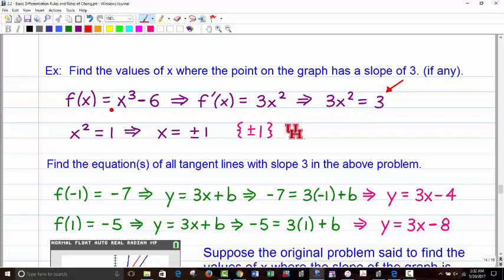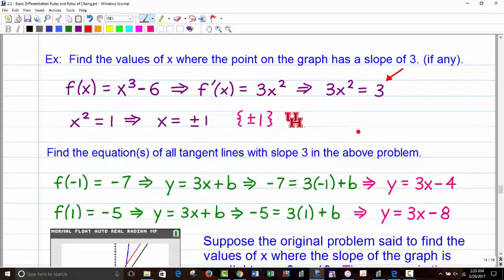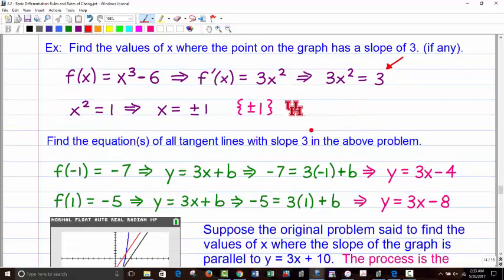So the derivative of x cubed minus 6 would be 3x squared. Set that equal to 3. X squared equals 1. Be real careful with this, especially as you go through this class, that when you have x squared equals a positive number, there are two answers there. I've seen that kind of hurt a lot of people before on problems. They forget that plus and minus. So two answers, plus and minus 1.